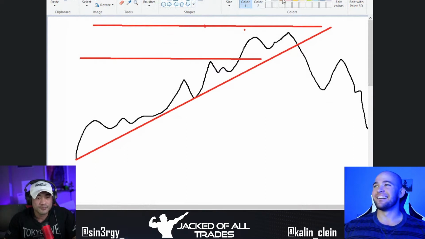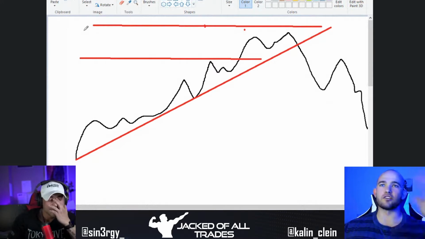So yeah, let's just say that these two red lines coincide to some daily candles three months ago, where the stock spiked up and then sold off really hard on big volume. So there's a lot of people at these levels that are way underwater on the stock, and they're trying to find an exit for break even, right?